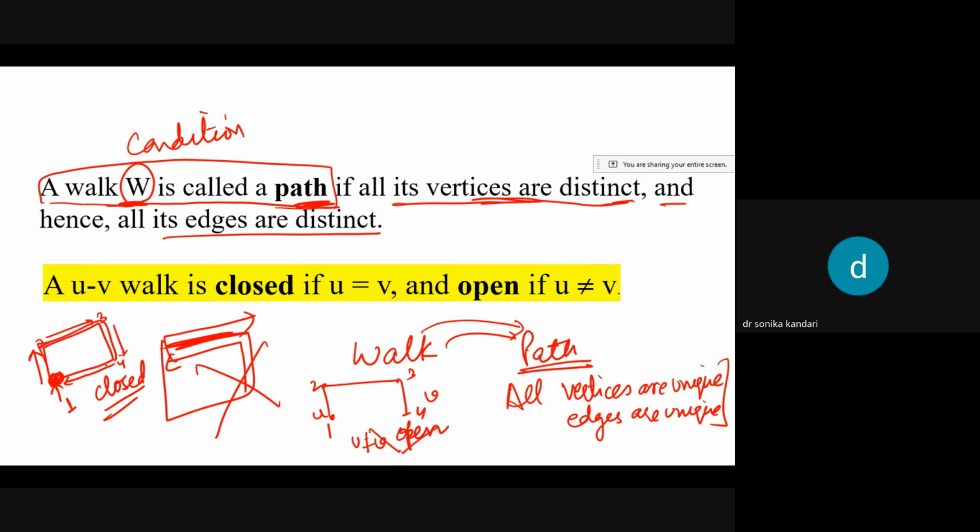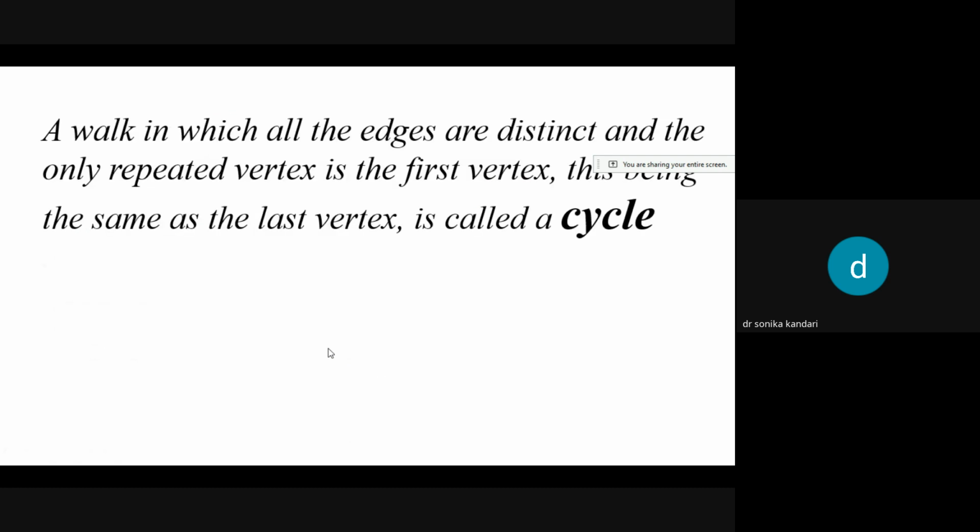And this one where a cycle is being formed, from where you have started, you come back to that point only. That is a closed walk. Is it clear? So what is the difference between a walk and a path? Repetition of vertices and edges. Yes, in a path you need unique vertices and unique edges. Edges or vertices should not be repeated.